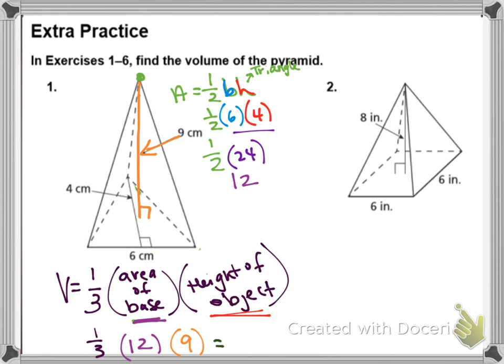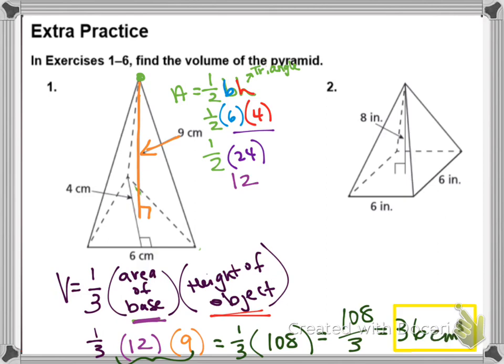You can do this a couple ways. If you're not good with fractions, you can do 1/3, multiply 12 and 9 together, which is 108. If you don't have a fraction button, you would take 108 and divide it by 3, and that's how you find a third of it. So that would be 36. And then it would be centimeters cubed, because we're still talking about volume. So this is the same exact process as a prism, except you're going to do 1/3.